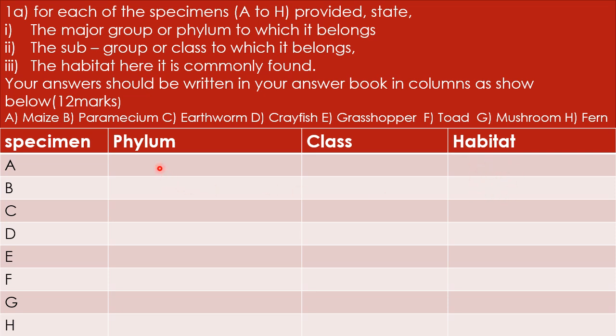So friends, let's start with the first organism we have here, which is the maize plant, right? To which phylum does the maize plant belong, friends? What do you think? That's great. Phylum Angiospermophyta. Good. What then is the class now, friends? Great. Class Monocotyledonea. Good. So friends, take note of the ending. It is Monocotyledonea. Then friends, its habitat, you can say it is found in school farms, on farmlands, and so on.